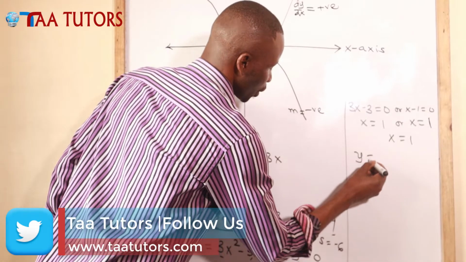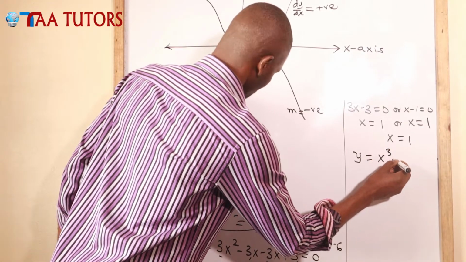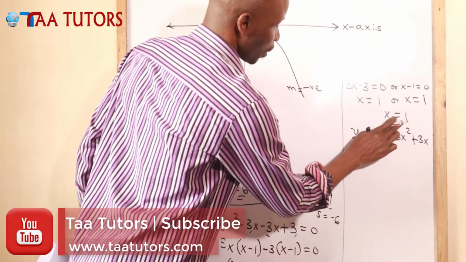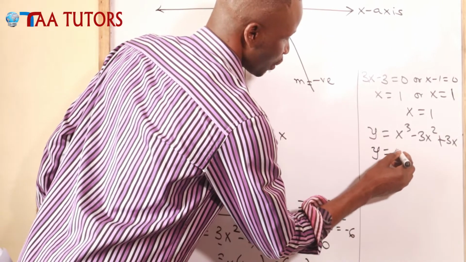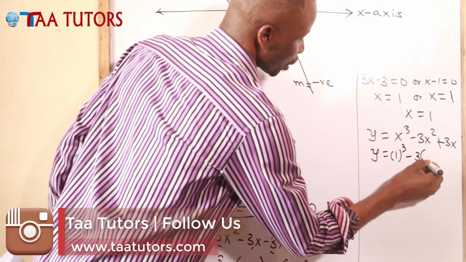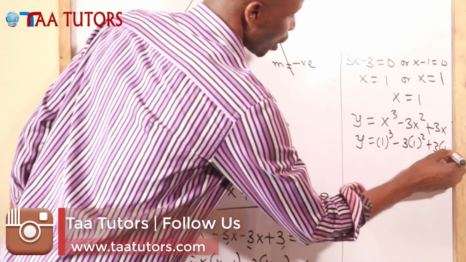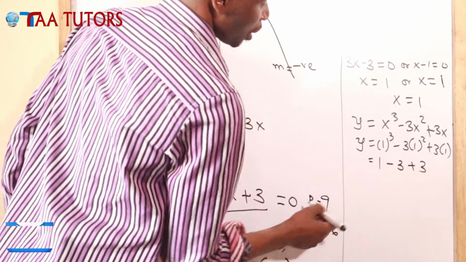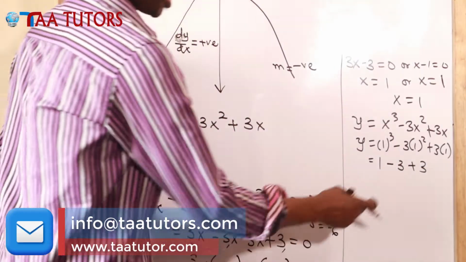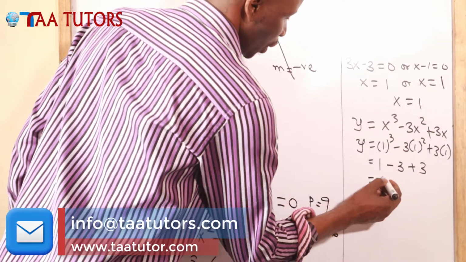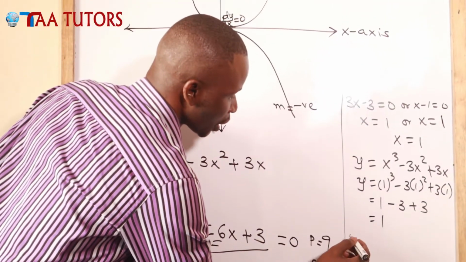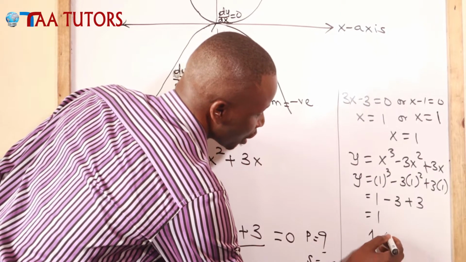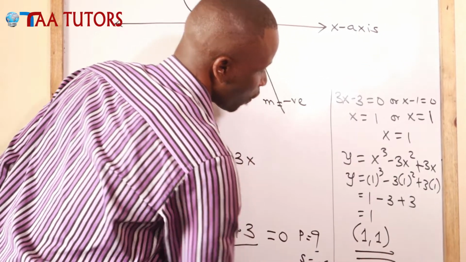So y equals x cubed minus 3x squared plus 3x. If you substitute 1 where x is, we get y equals 1 cubed minus 3 into 1 squared plus 3 into 1. So this is 1 minus 3 plus 3. If you have 4 here minus 3, we get 1. Therefore we can say that the stationary point in this case is 1 for x and 1 for y.